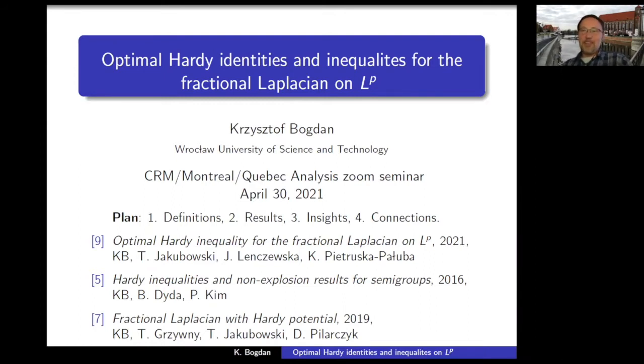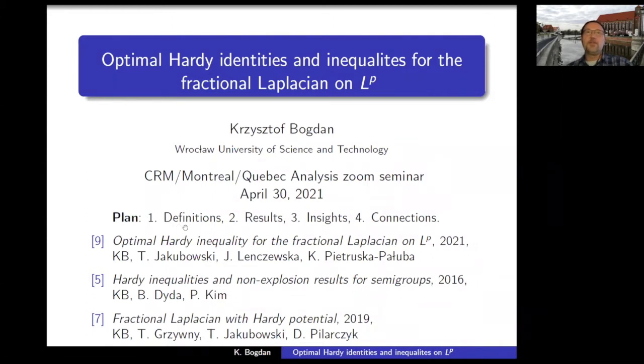It's my first time in Quebec, so let me start. This will be about some joint work and actually a research program that we carry out with colleagues from Warsaw and Wrocław, and occasionally from other places. I will focus on the first paper that you can see here, optimal Hardy inequality for the fractional Laplacian on LP, because it somehow shows that maybe it's a good direction, but I plan to also mention a few others.